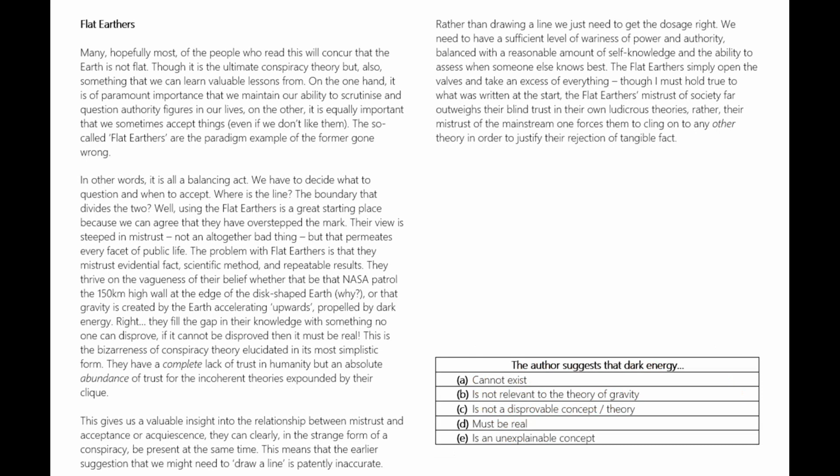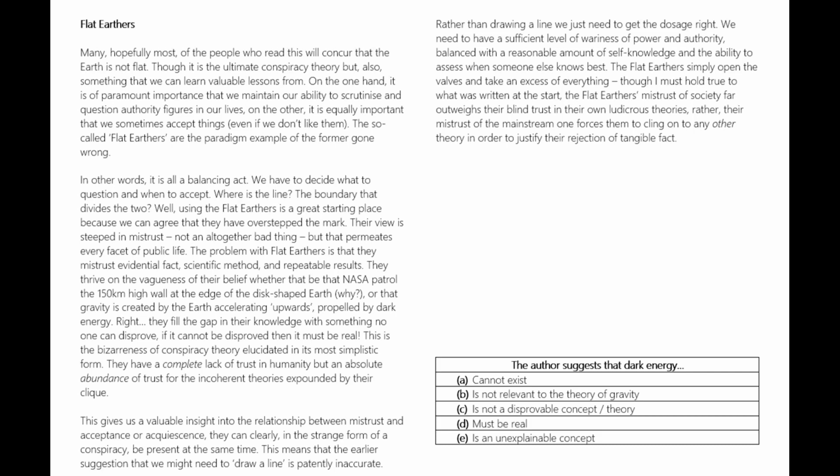Let's have a go at the next question. The author suggests that dark energy, what? Now this question deals with understanding more detailed and specific parts of the text, namely a particular phenomenon. This is something we'll have a look at properly in Lecture 4 on analytical reasoning. So possibility A, cannot exist. Let's have a look at where dark energy appears in the text to start with.